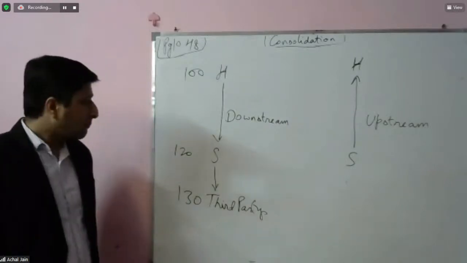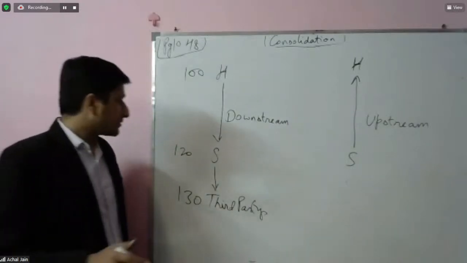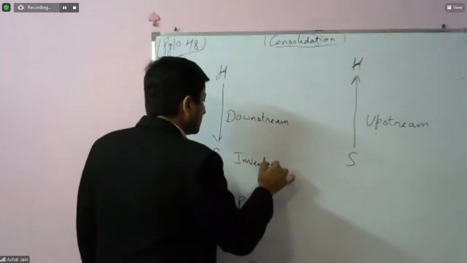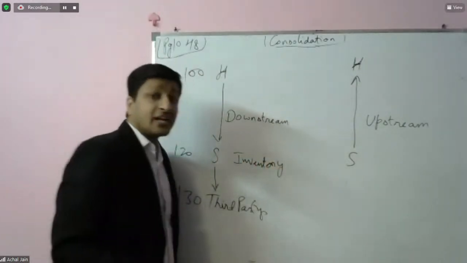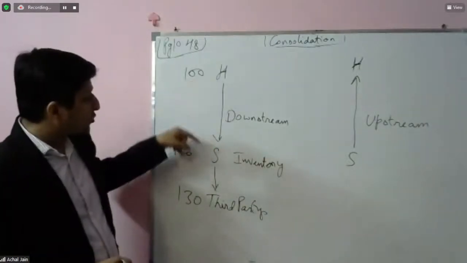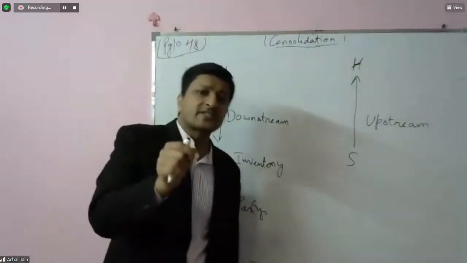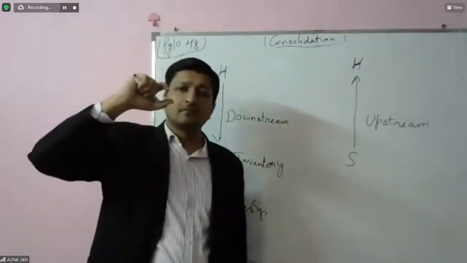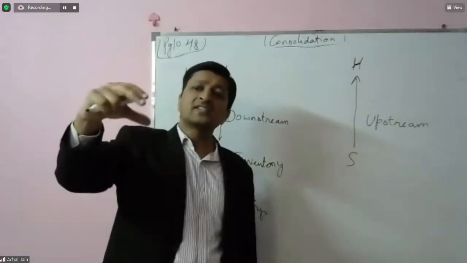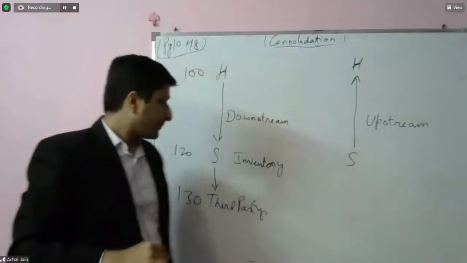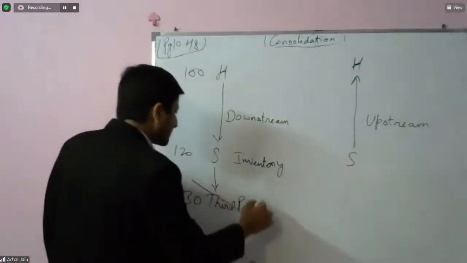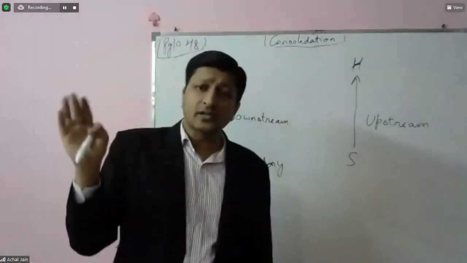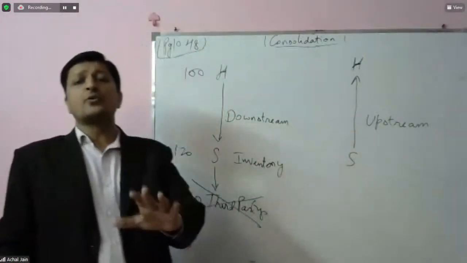But let's suppose the inventory in relation to the sale made by H to S is still lying with S. Means S has not been able to sell this inventory. There is no third party right now. This will definitely be sold outside the group, there is no question about it. But as of now, it's not sold.